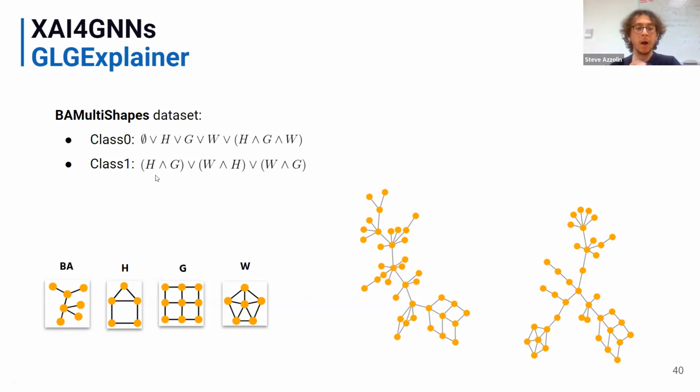While for class 1, you again attach to a random Barabasi-Albert graph the three possible combinations of the two motifs. On the right, you can see a couple of examples of graphs belonging to class 1, since they exhibit at least two atomic motifs. In this case, a grid and a house, and in this other case, the grid and the wheel.